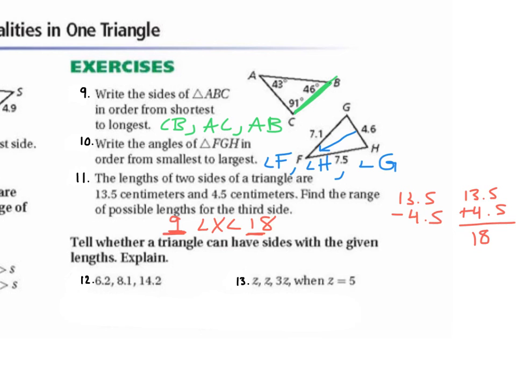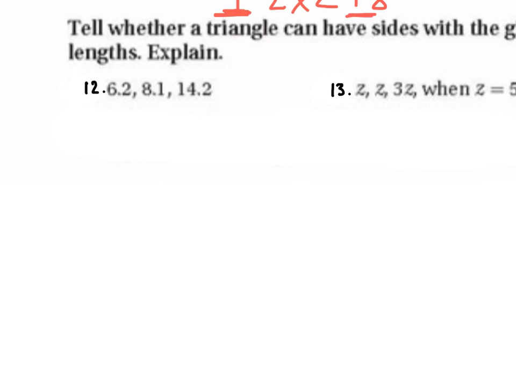Number 12. Tell whether the triangle can have sides with the given lengths. What do we need to do here? 6.2 plus 8.1. And what do we get? 14.3. Are these 2 sides greater than the third side? Yes. So can this be a triangle? Yes.